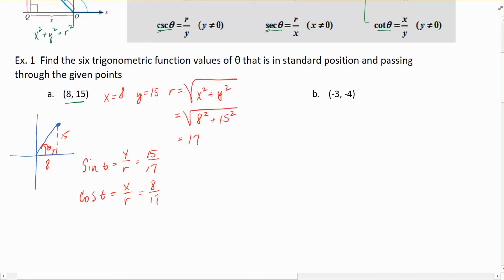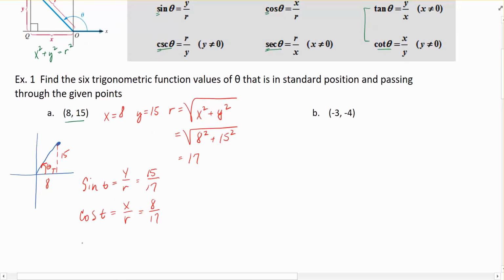And then I just keep going in order. Tangent of theta is defined as y over x. Y is 15, x is 8. So now I have all 3 function values for the top row of sine, cosine, and tangent. I typically will work in this order so that when I need to figure out the remaining 3 function values, cosecant, secant, and cotangent, I can look at what I've already written, because remember, they're just reciprocals of each other.